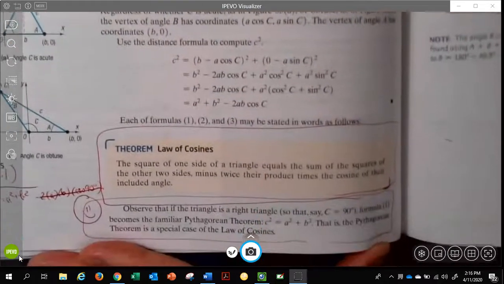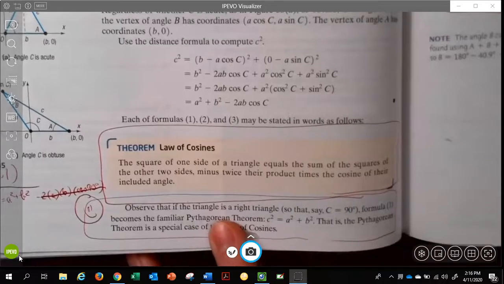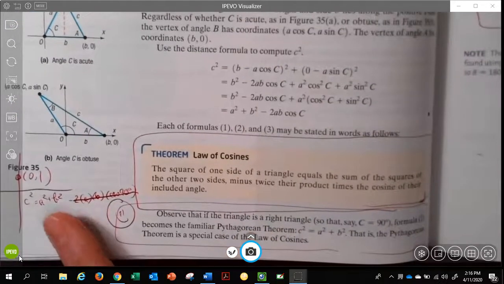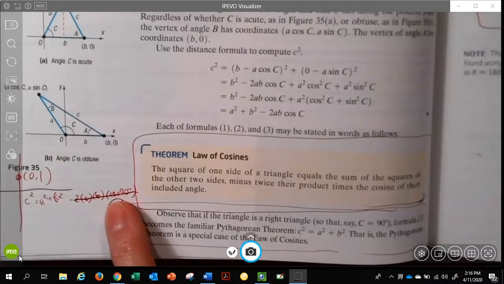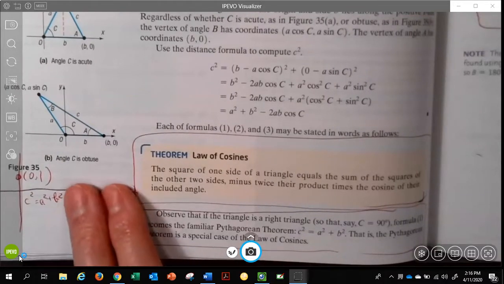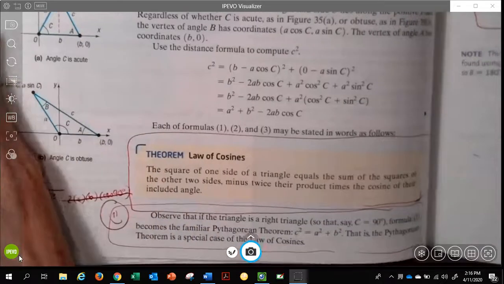Down at the bottom, it just gives it to us in words as far as what the law of cosines is and says, hey, by the way, if we use something like a 90 degree angle, we would very quickly see that when the cosine of 90 is 0, it wipes out this whole back part. And yep, there it is. It's tied into Pythagorean theorem.